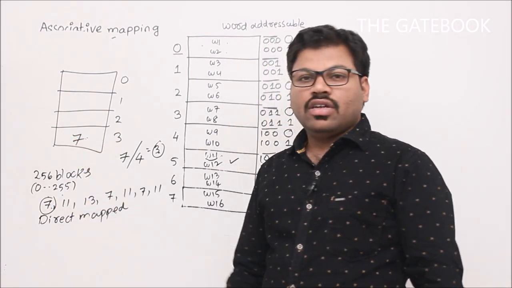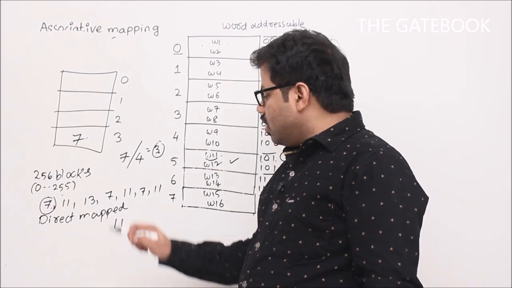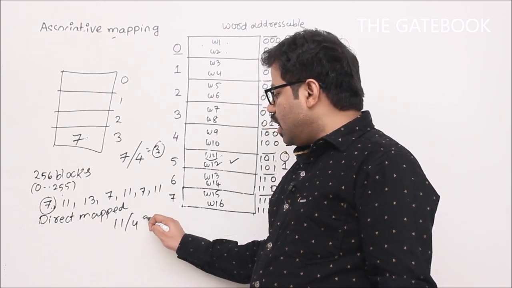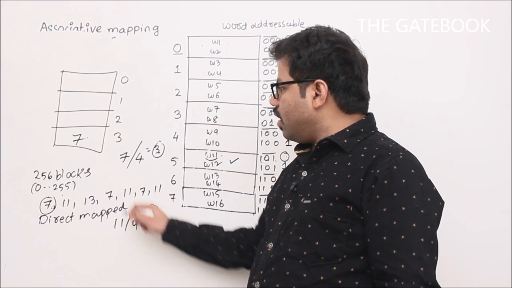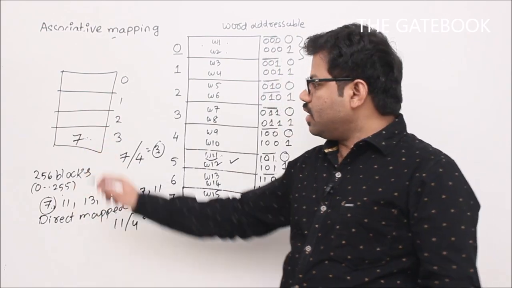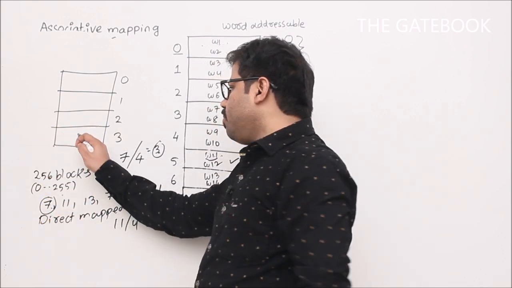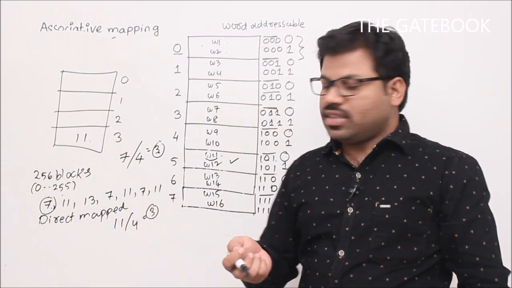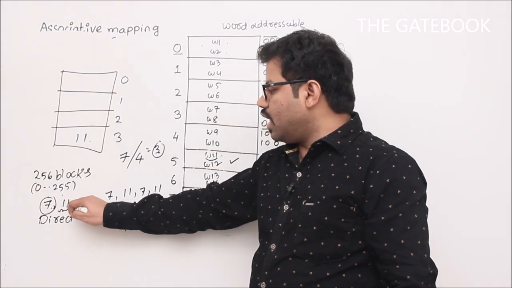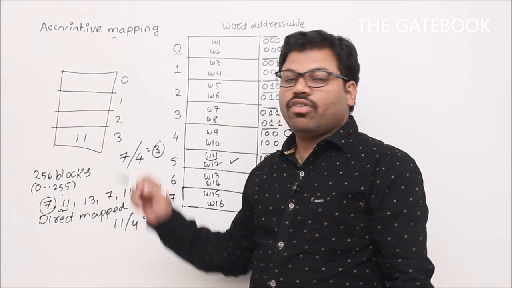Now 11. Simply divide by 4. The remainder is 3, right? So it will go to the same place. But already it is occupied, right? Then we have to keep 11 here. That will be the right strategy, because the most recently used one is 11, right? Correct? That's why we have to keep it here.